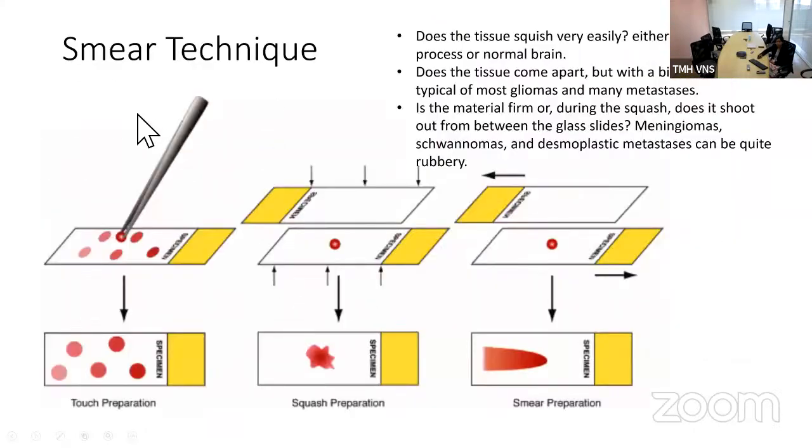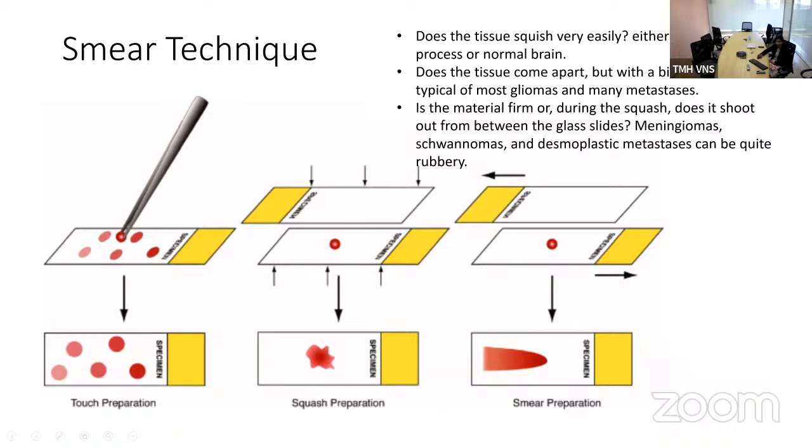So what are the techniques used? Basically 3 techniques can be used. One is the touch preparation, where we just touch the tissue with forceps onto the slide. This can be advantageous in loosely cohesive tissues like pituitary adenomas and lymphomas. However, tissues like glial tumors or tumors with increased reticulin will not give a good result.